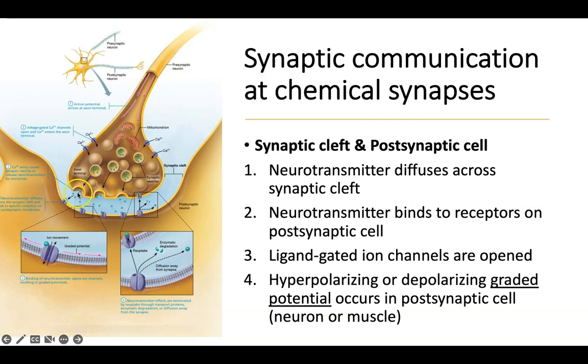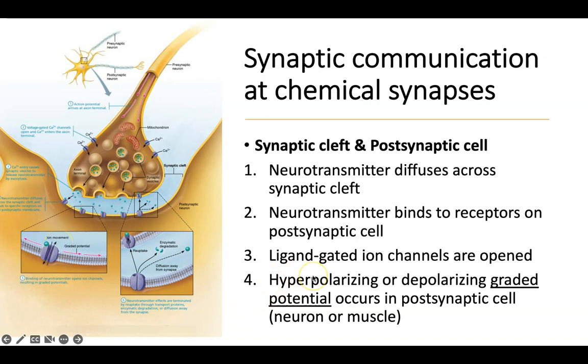So now we can go into that synaptic cleft. The neurotransmitter has been released from the presynaptic neuron, and it now diffuses across the synaptic cleft. Once it diffuses across, it reaches receptors on the postsynaptic cell. So here you can see receptors, and they bind to that neurotransmitter. Those receptors are called ligand-gated ion channels. And now those ligand-gated ion channels open in response to that neurotransmitter, and that allows for ions to flow in and or out of the cell.